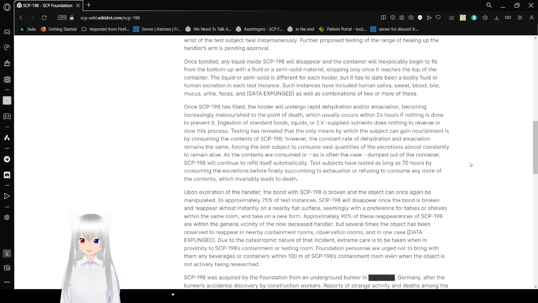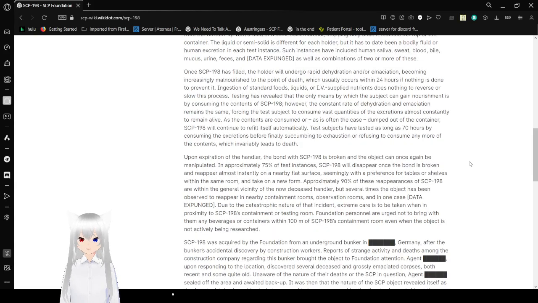Once bonded, any liquid inside SCP-198 will disappear, and the container will inexplicably begin to fill from the bottom up with a fluid or semi-solid material, stopping only once it reaches the top of the container. The liquid or semi-solid is different for each holder, but has been a bodily fluid or excretion in each test instance. Such instances have included human saliva, sweat, blood, bile, mucus, urine, feces, and vomit, as well as combinations of two or more of these.